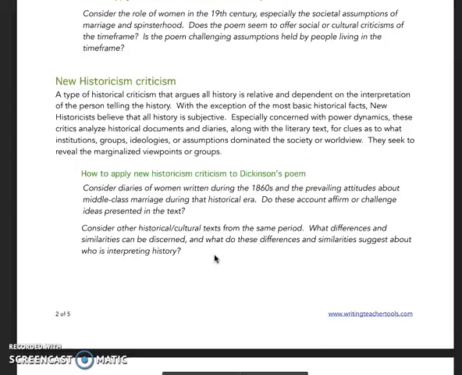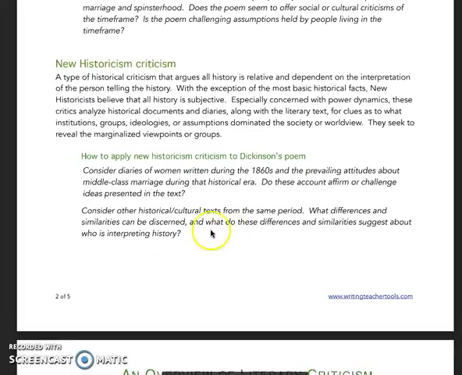What they're really trying to do is look for any kind of marginalized viewpoints or groups. So if we were going to apply new historical criticism to the Dickinson poem, we might take a look at other diary entries of women in the 1860s, what they were writing about, and how reading those diaries reveals attitudes about middle-class marriage. We might think about other historical or cultural texts from the same time period, and whether there are any similarities or differences, and what we can discern from them.